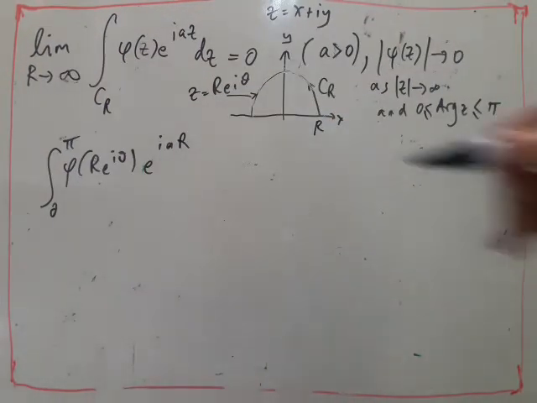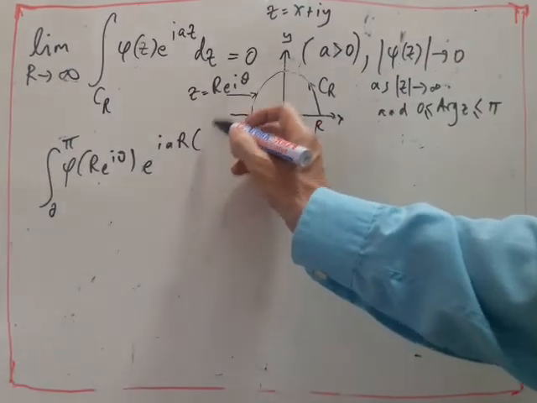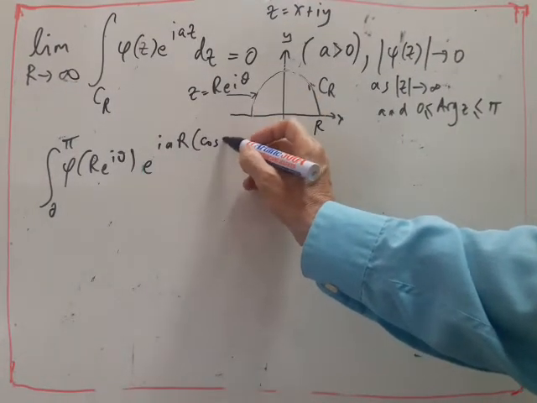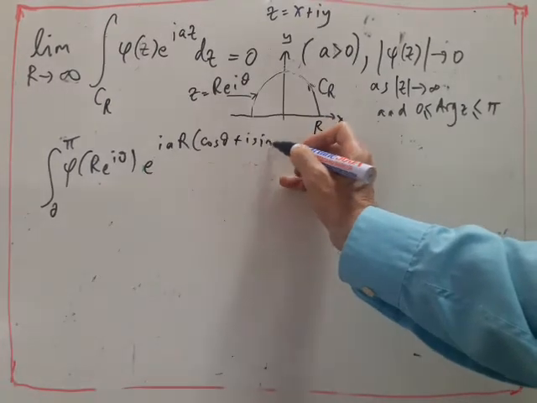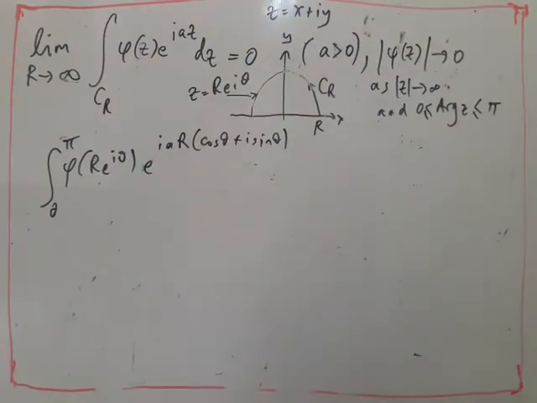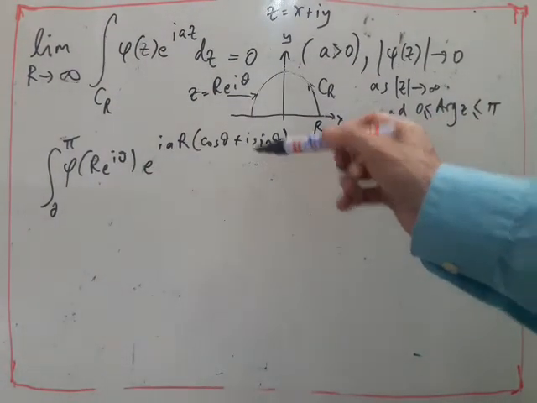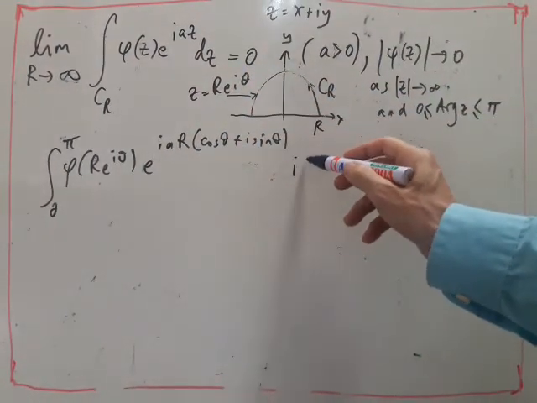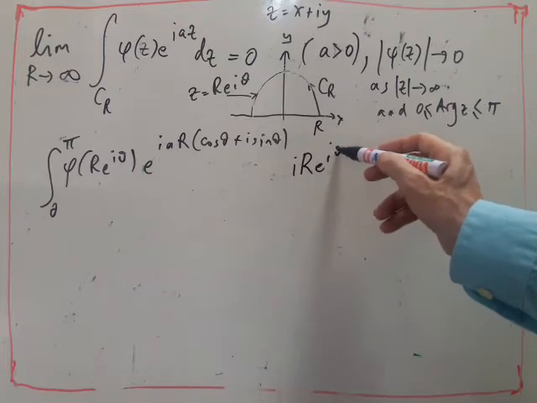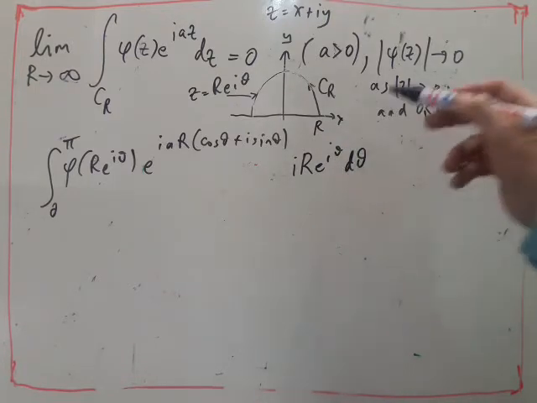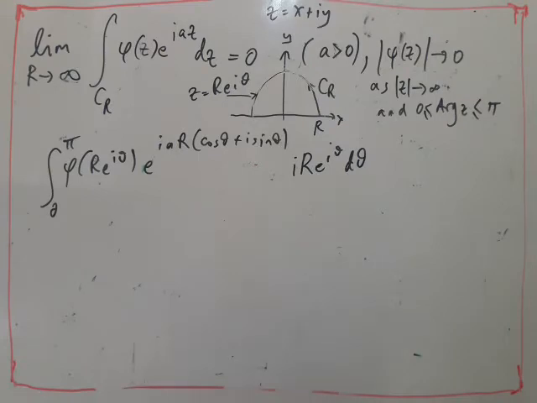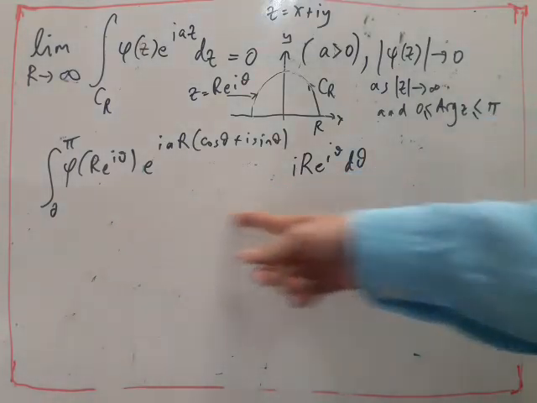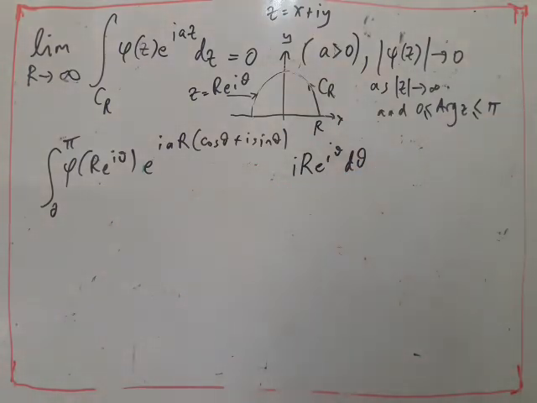Writing it out using Euler, I've got cos θ plus i sin θ in here, and dz, as usual, is just i times r times e^(iθ) times dθ. What I'm really interested in is showing that the magnitude of this is going to tend to 0.